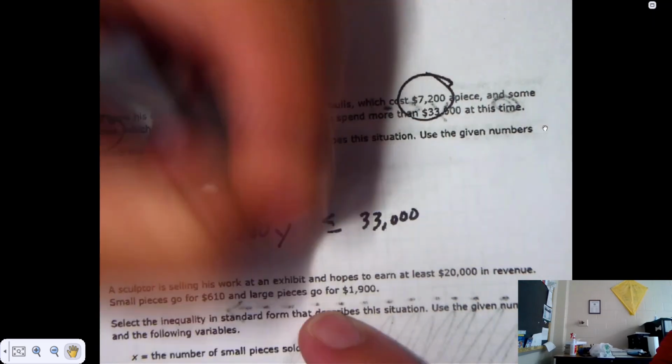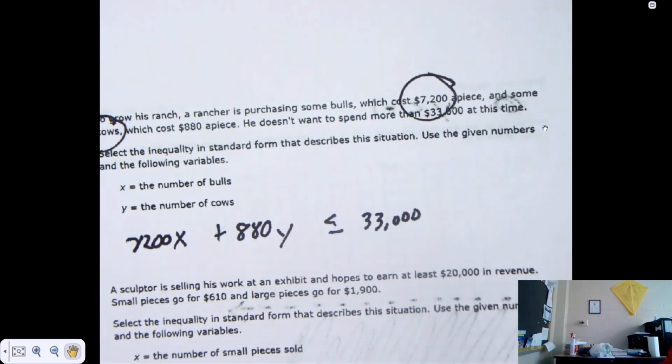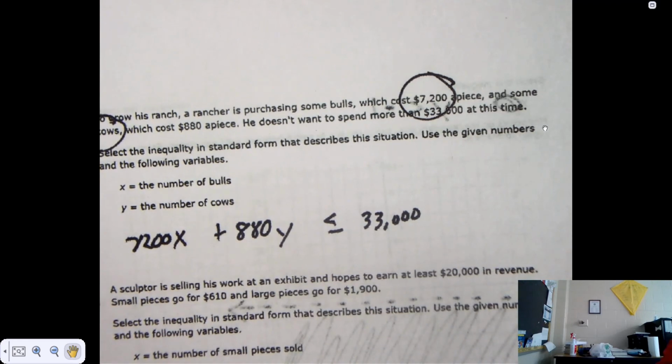Ty says less than or equal. That makes sense to me. Greater than or equal would make no sense because he didn't want to spend more than that. And I'm sure he wants to spend less if possible. So that makes perfect sense. And that really is about as difficult as these questions get. That's why I only have 2 more. Why don't you guys try to write the sculpture question?